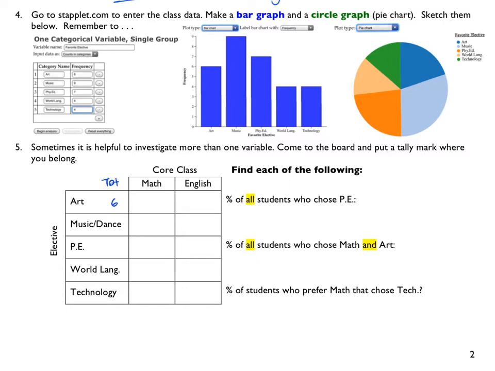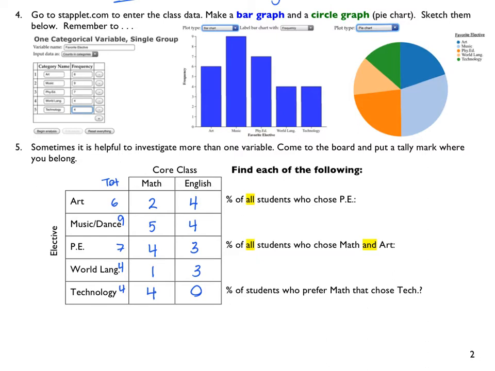out of the 6 students who selected art as their favorite elective, their favorite core class is split between math and English in a 2-to-4 split. For music, the total number of students who selected music or dance as their favorite is a 5-to-4 split between math and English. For physical education, we had a total of 7, and they are split 4 and 3, math and English. For world language, we've got a split of 1 and 3 for a total of 4. And in technology, we also had a total of 4, and they are split 4 and 0.